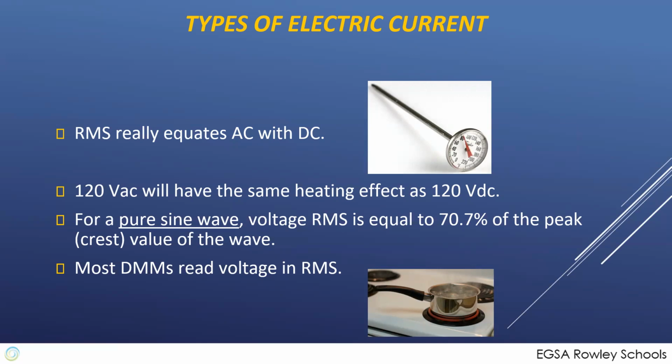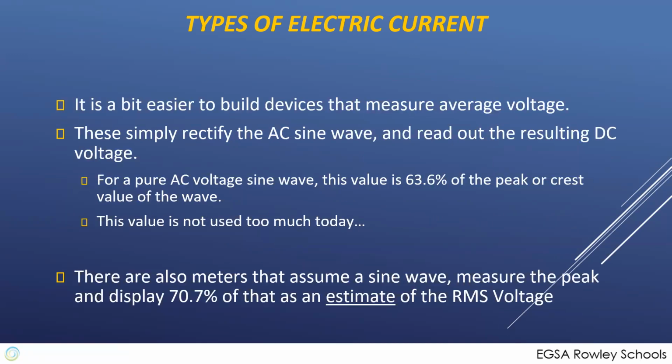Now, most digital multimeters you get nowadays measure real voltage in RMS. However, that's not always the case. First of all, some of the really low-cost digital multimeters actually measure the peak voltage and then take 70.7% of that and put that on the screen. That is not true RMS.